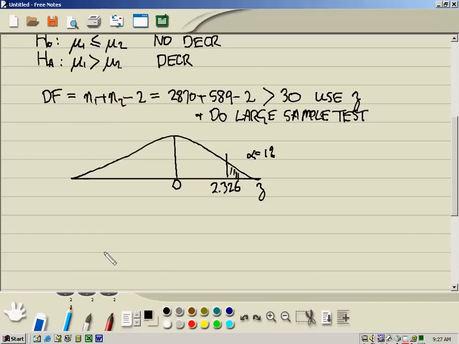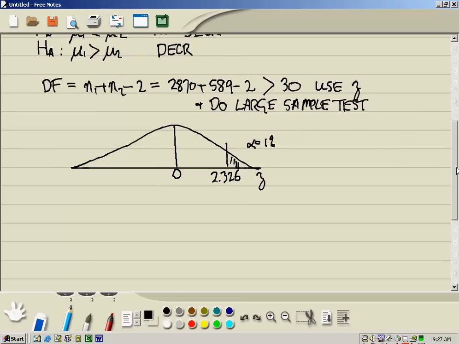Quick overview of the decision rule. If Z-calc is less than or equal to 2.326, we're describing the acceptance region, which is where the alpha is not. So it's less than 2.326, it's possible there's no decrease. If we're where the alpha is greater than the positive 2.326, then it is likely there was a decrease. Okay, so let's write down our decision rule.